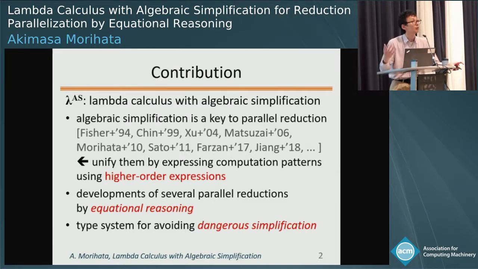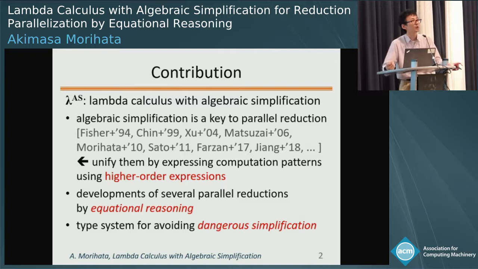But each paper deals with slightly different situations. Some consider loop parallelization, some consider parallelization of list operations such as folds, and some consider tree operations. In this paper, the objective is to unify these existing approaches by using lambda calculus. The reason is that lambda calculus has higher-order functions, of course, and this higher-orderness can encode several computation patterns inside it. So if we extend lambda calculus with algebraic simplification, we should be able to unify these approaches. Actually, in this paper, we show that several parallel reduction patterns can be easily developed.